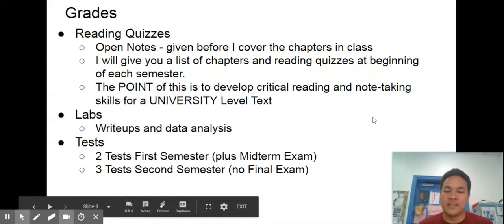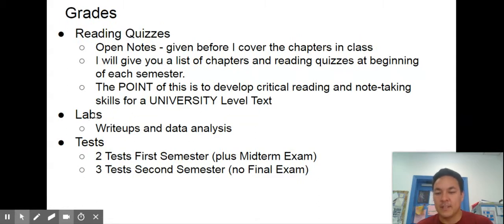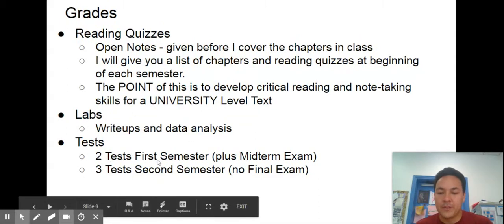All right, last but not least, grades. I always get asked about this. So you'll have grades on your labs and write-ups and data analysis. We'll have 2 tests the first semester plus the exam. And then we'll have 3 tests the second semester with no final exam because you take the AP exam.